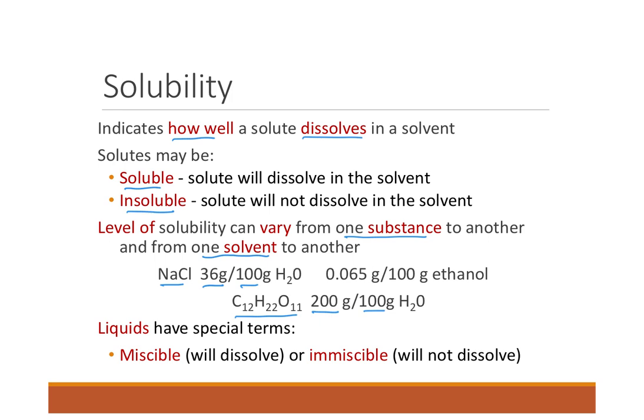So there's a big difference between salt and sugar when it comes to how soluble it is in water. And if you compare salt in water to salt in ethanol, you can see in ethanol only 0.065 grams of sodium chloride will dissolve in 100 grams of ethanol, which is a type of alcohol. So there's quite a big difference in how soluble different substances are. We also have some special terms for liquids. Instead of using soluble, we'll use miscible. So that means liquids will dissolve into each other, or if they won't dissolve, they are immiscible.